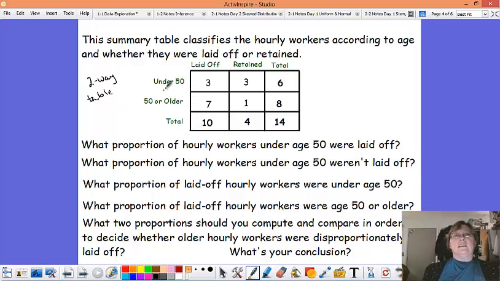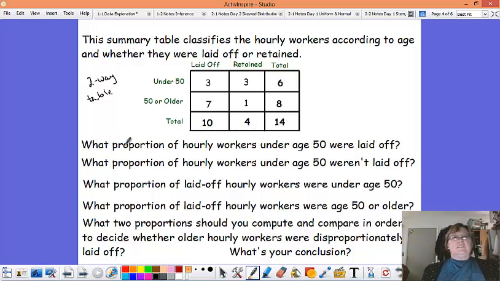But you can see that the variables that they grouped were whether an employee was laid off or retained, and by age, whether they were under or over 50. As you look at that, we're talking about a total of those 14 hourly workers. So the total is here. 6 of them were under age 50, 8 of them were over. 10 of them were laid off, 4 were retained.